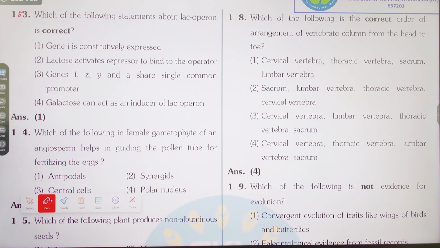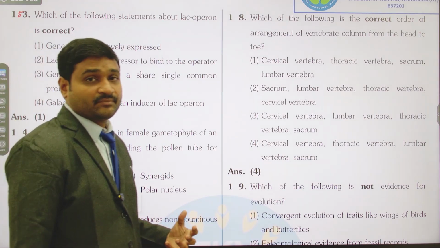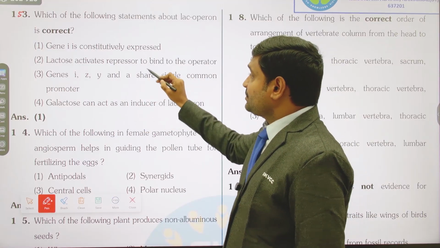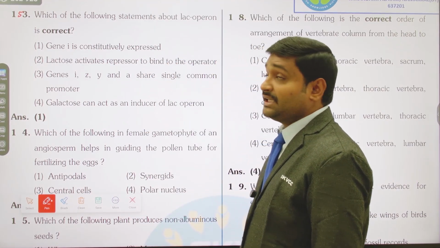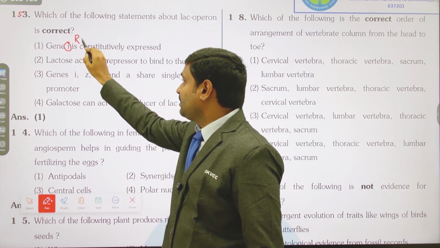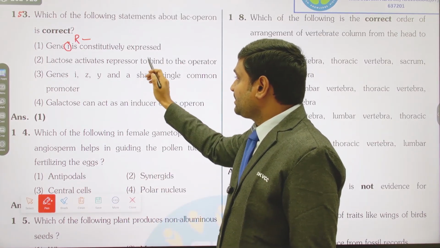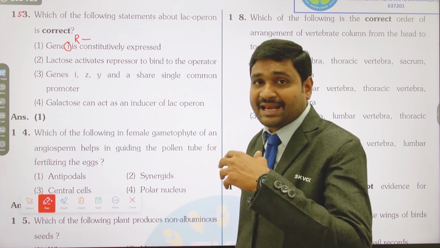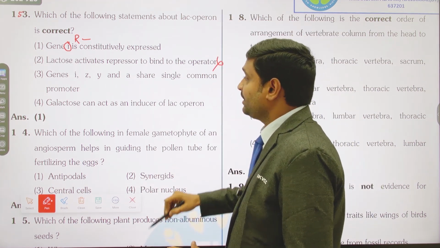Okay, 153. Which of the following statements about the lac operon is correct? Gene I is constitutively expressed. Gene I is the regulator gene, so the regulator gene is always expressed. Lactose activates the repressor to bind to the operator. No, lactose acts as the inducer to bind to the repressor, not to the operator.